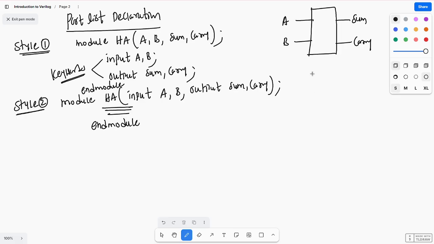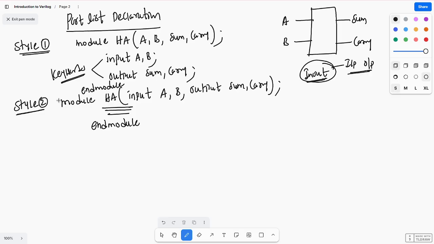There are some ports, inout ports, that act as input as well as output. Input is a keyword, output is also a keyword, and inout is also a keyword. So this acts as both input as well as output. That's why we call it inout. Did you understand?